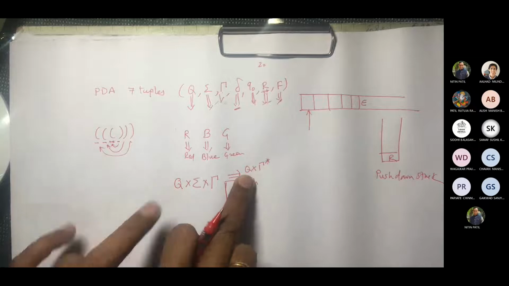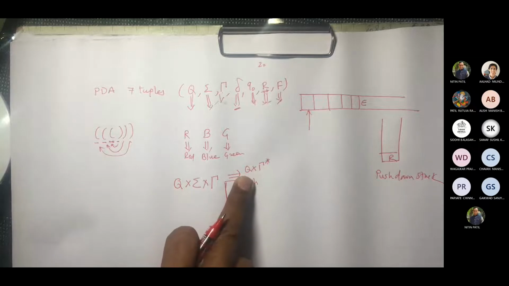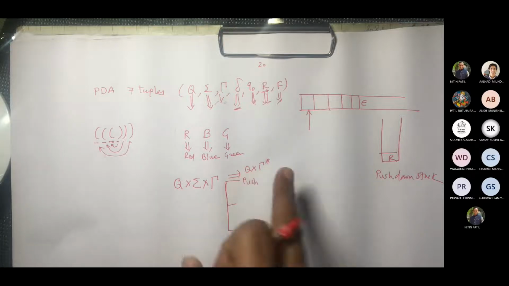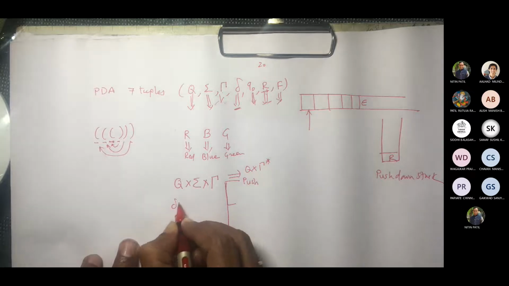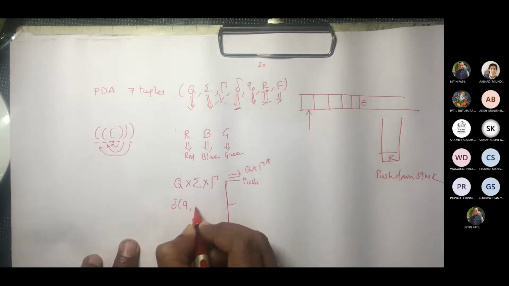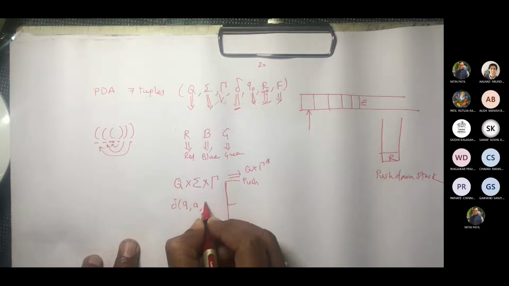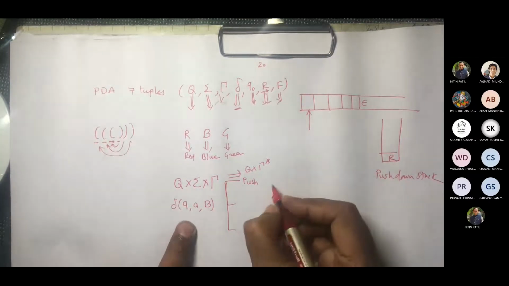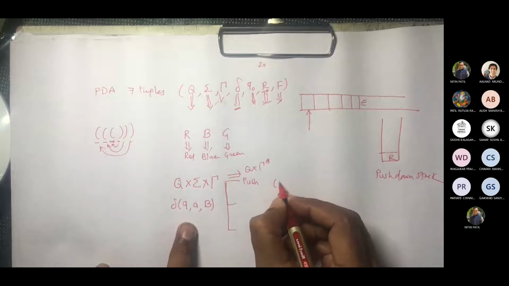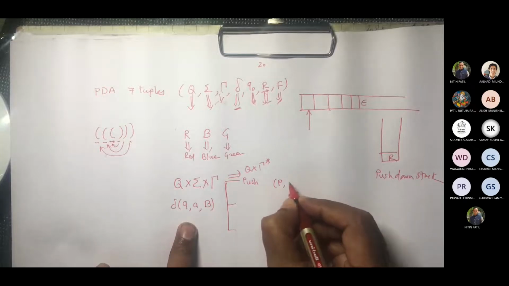I define this operation as Q cross tau star. So you will be entering into a state. It may be the same state, it may be a different state. And then there would be a change in the stack, so I wrote tau star. Suppose initially my symbol is delta of Q comma A comma, say, some symbol here. So the push operation will show us, say, P comma, for example, RB.